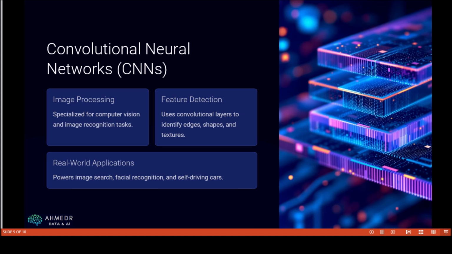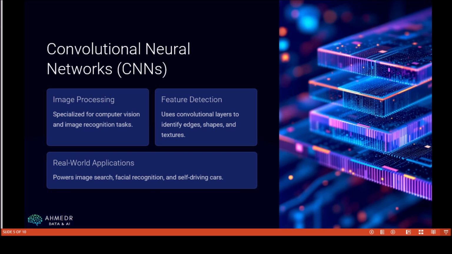CNNs are designed to automatically detect features in images such as edges, corners, and textures. By using convolutional layers, these layers apply filters to input images, extracting the meaningful features that help the network understand what the image represents.